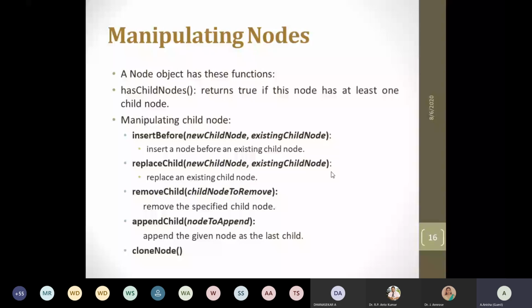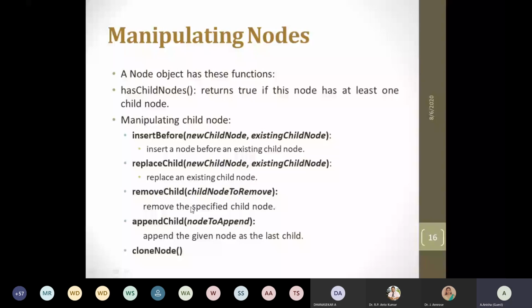Manipulating nodes. Every node object has certain functions. First among those functions is hasChildNodes. It will return true if a node has at least one child node. And other functions are insertBefore. Using insertBefore, we can insert a node before an existing node. And using the replaceChild method, we can replace an existing child node with a new node. And with the removeChild method, you can remove a particular child of an element.